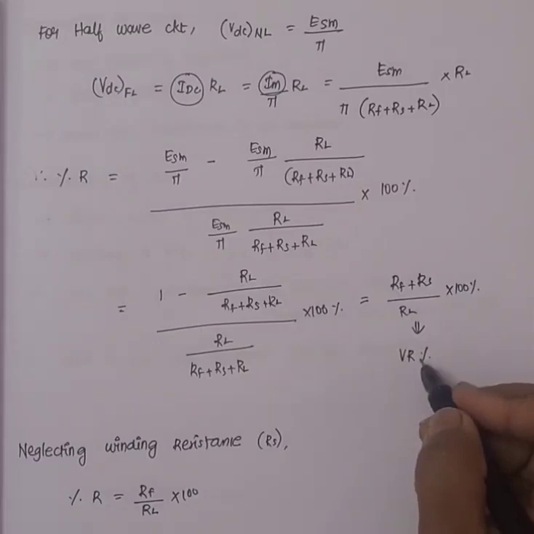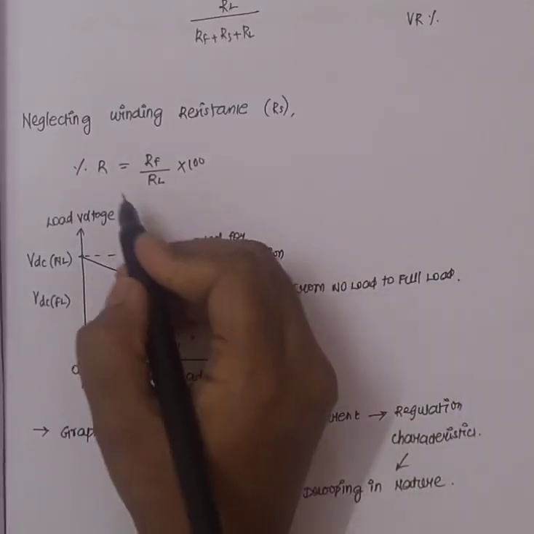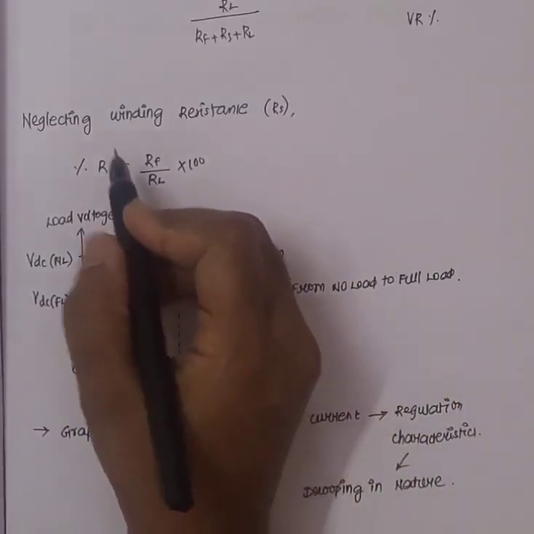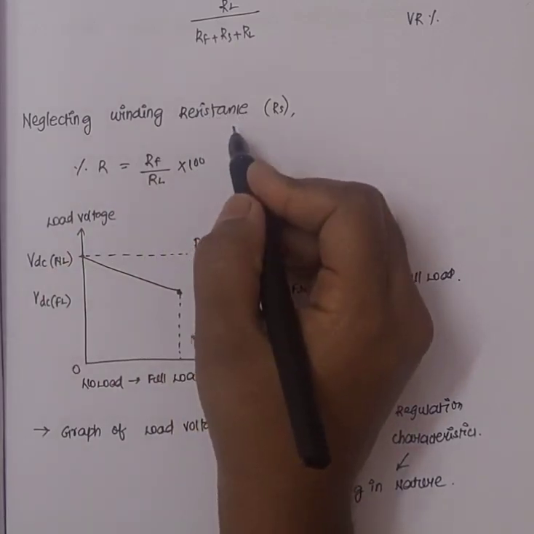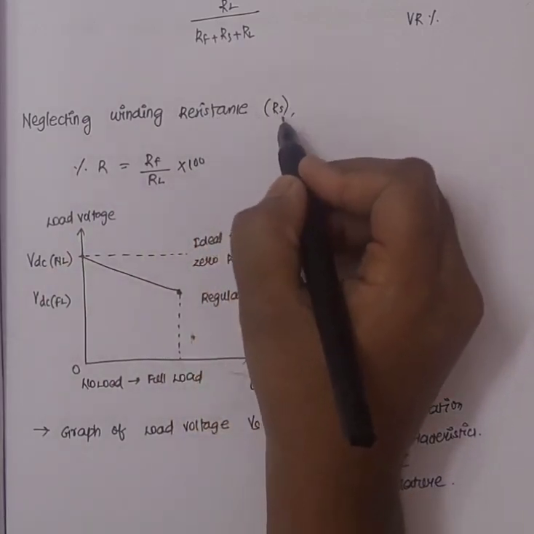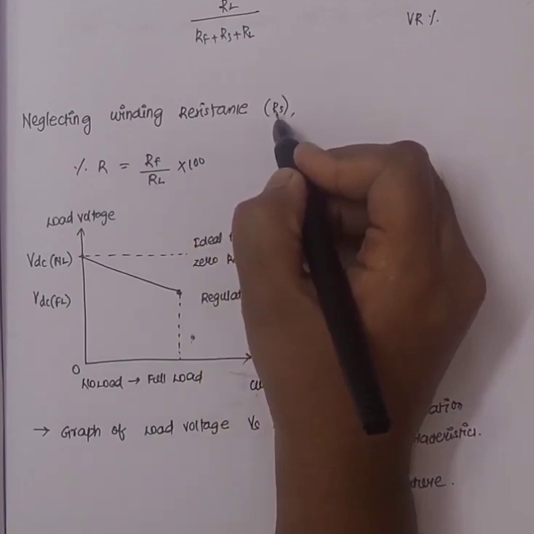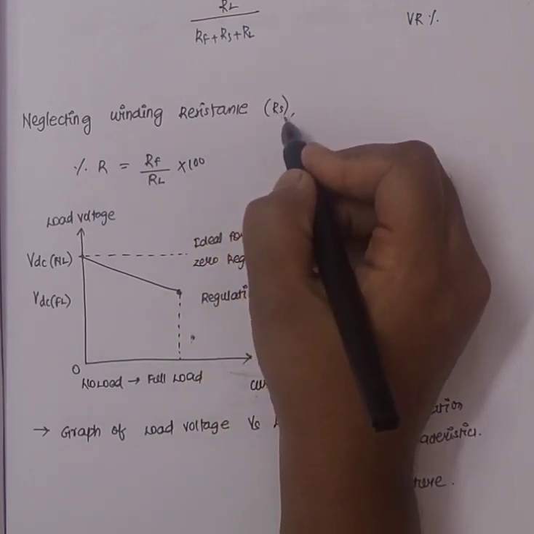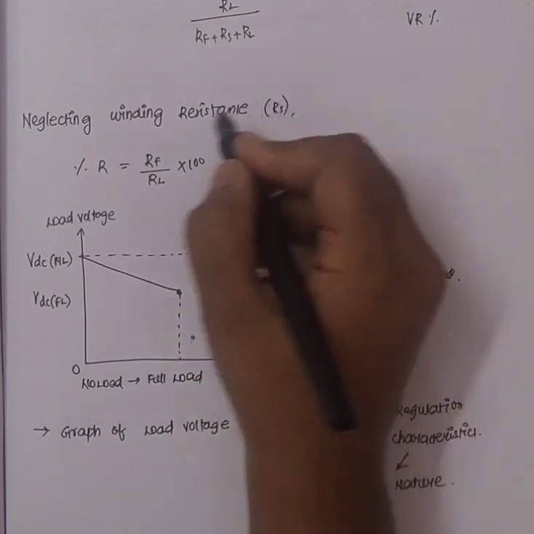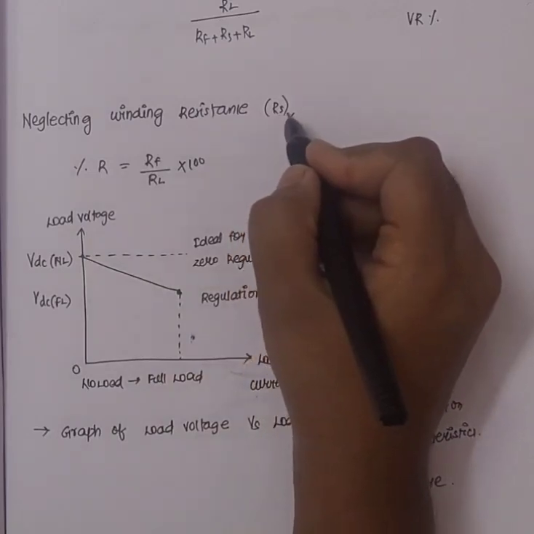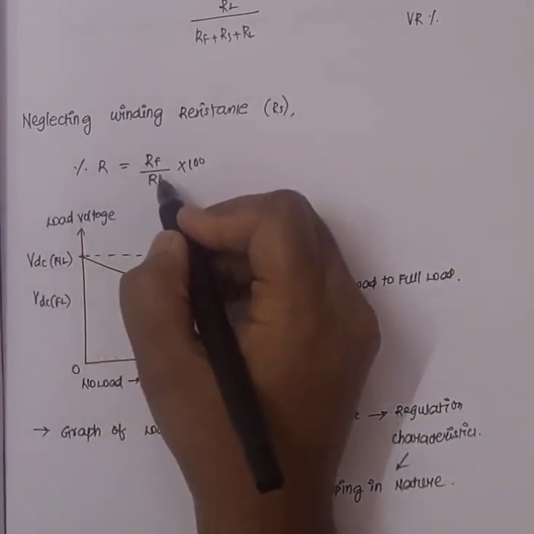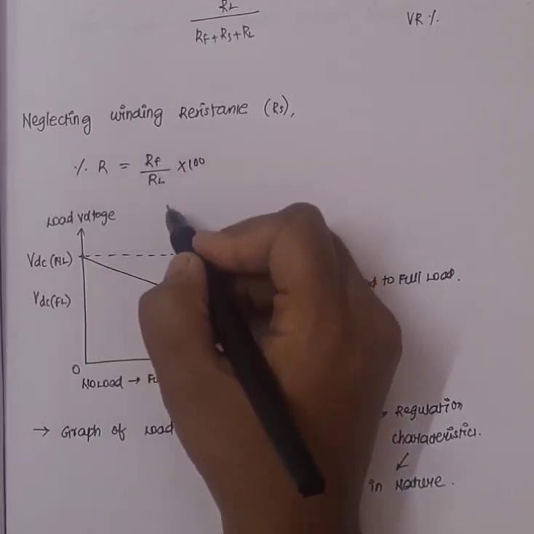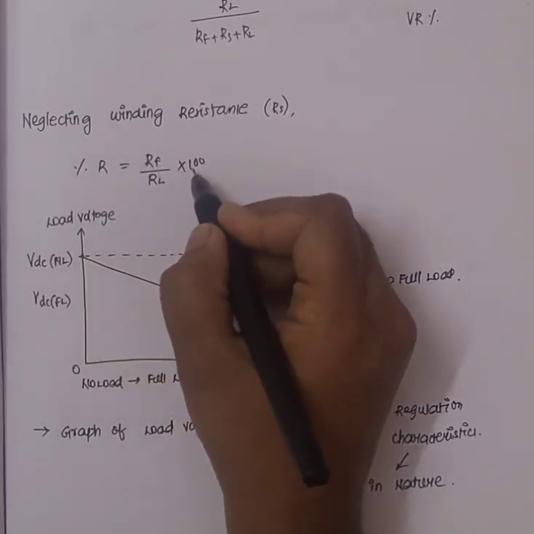So this is the equation for a half wave rectifier. Here we can use a peculiar condition, that is neglecting the winding resistance, because we have seen in the previous parameter itself that if Rs is not provided, we can simply neglect it. So neglecting the winding resistance Rs in the above equation, we get percentage voltage regulation, which is nothing but forward resistance divided by the load resistance into 100.